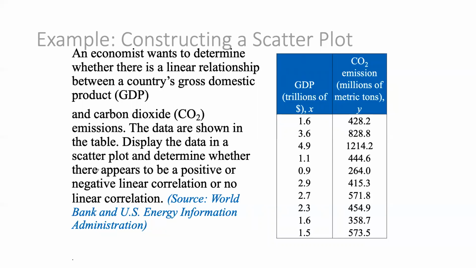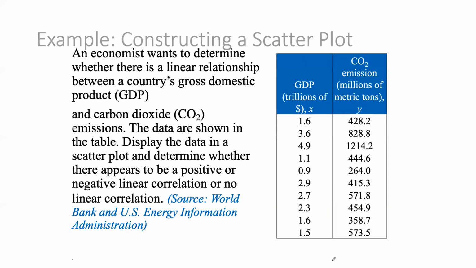Okay, so what do we have here? The economist goes and collects the data, right? This is coming from the World Bank and the US EIA, which is the US Energy Information Administration. So this is real world data. These are the pairs of variables we are considering, and we want to establish if they're correlated. When we say correlation, first of all, we want to know if there is a relationship between the GDP of a country and the amount of carbon dioxide emissions, right?